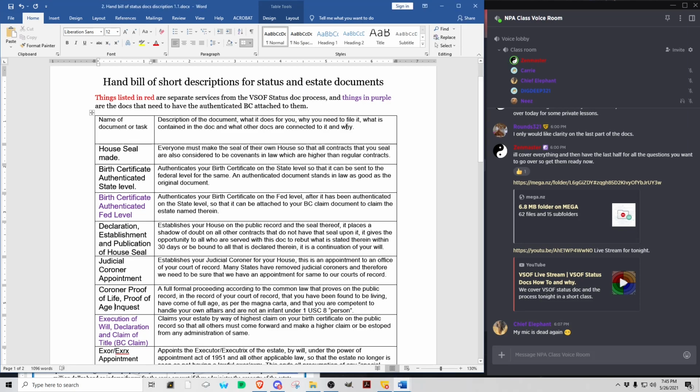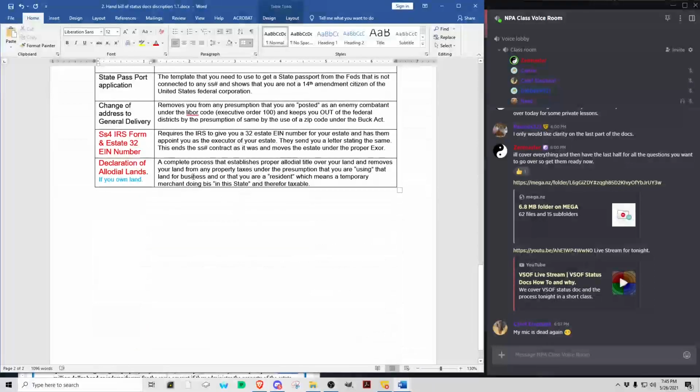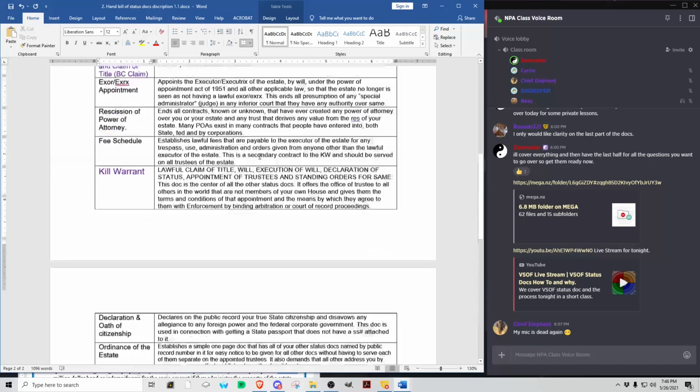Handbill of short descriptions for status doc and estate documents. So the things listed in red down the side here are separate services from the Vocational Science of Freedom status doc process. Just scroll down at the bottom. To do the SS4 form and the Declaration of Allodial Lands, there are separate amounts that I ask for doing these two things. They're not part of the whole rest of the status doc process.